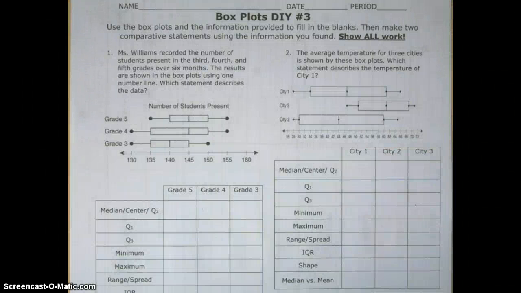Okay, so now you're on box plots DIY number 3. It says use the box plots and the information provided to fill in the blanks. Then make 2 comparative statements using the information found. Show all work. It's really important. So let's start with number 1.